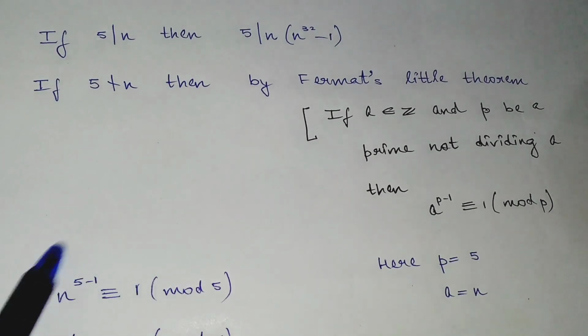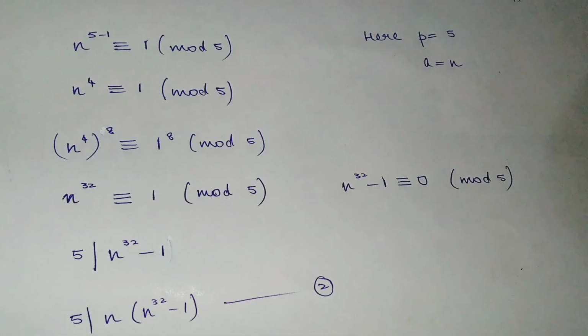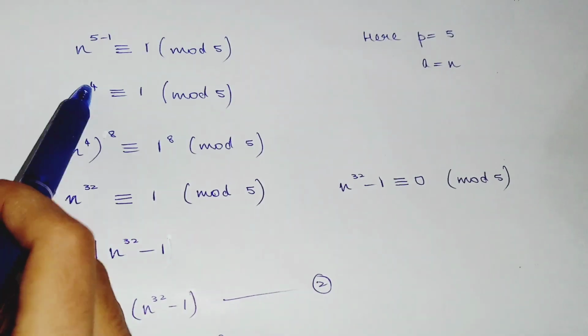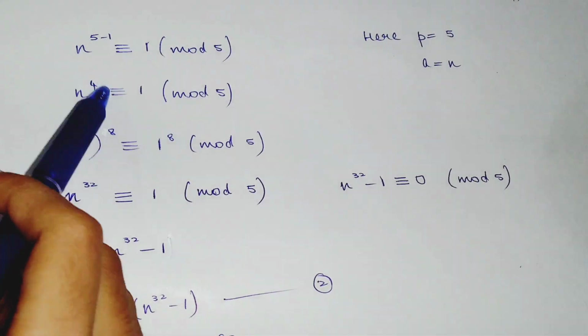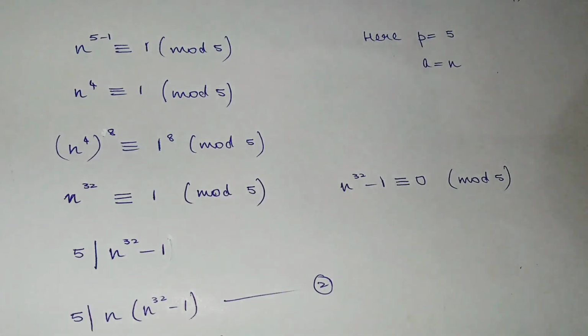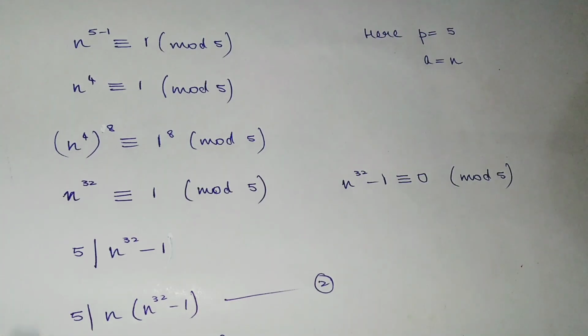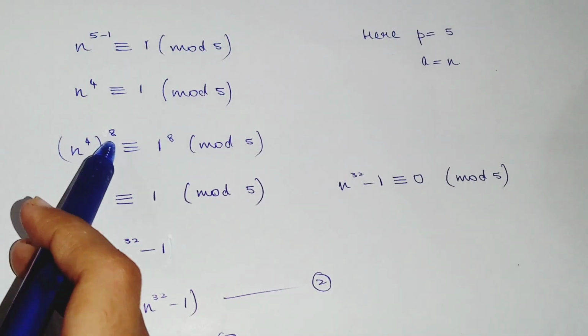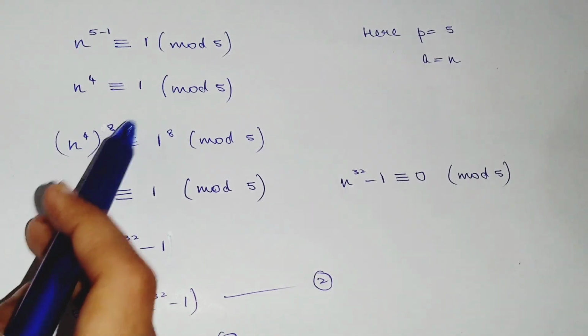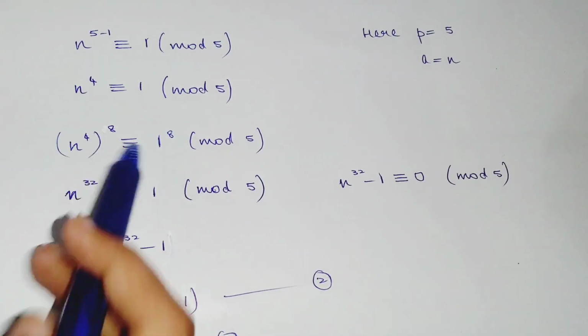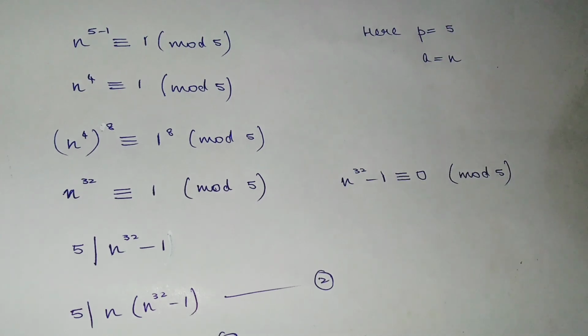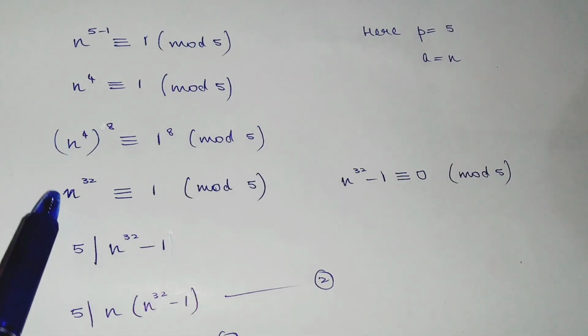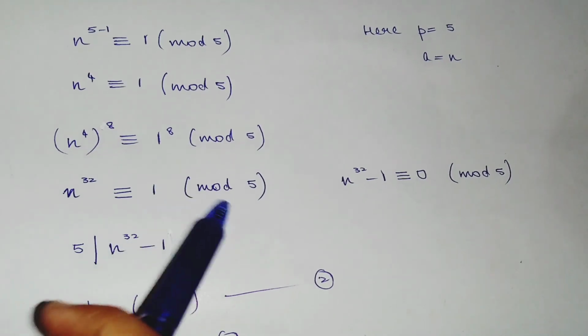5 minus 1 is 4. So n raised to 4 is congruent to 1 mod 5. Multiplying the power by 8, we get n raised to 4, the whole raised to 8, congruent to 1 raised to 8 mod 5. We are multiplying the power 8 on both the LHS and RHS. So 8 into 4 is 32, so n raised to 32 is congruent to 1 mod 5.